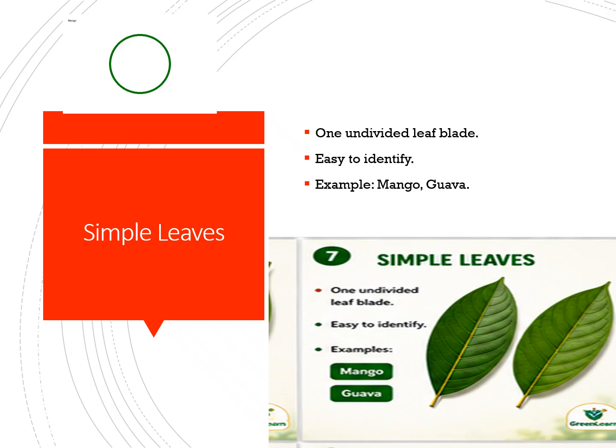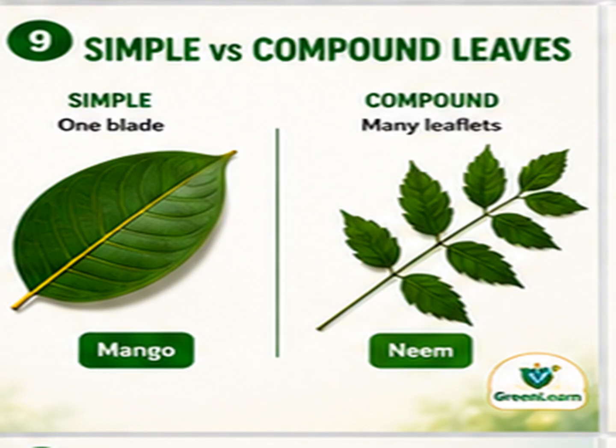Simple leaves. Mango and guava are examples of simple leaves, with one undivided leaf blade, easy to identify. Difference between simple and compound leaves: remember that simple means one blade and compound means many leaflets.